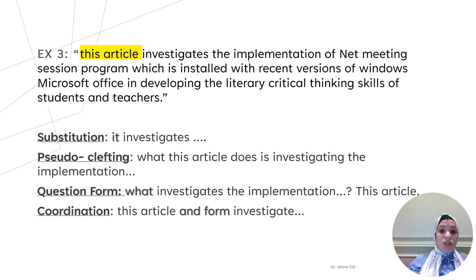Number 4, coordination. This article and form investigate. So I added a new addition to this article. I added "and form". So that means that this article accepts addition or coordination. So that means it is actually a part of the sentence, a constituent.